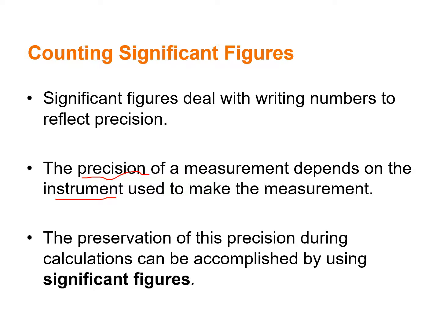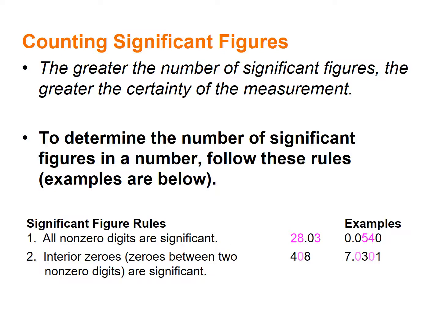When you're looking at significant figures, you're actually embedding in your calculations and in the numbers that you're writing down how good your measuring device was when you were doing the experimental measurement. So when you have a larger number of significant figures, the more certain the measurement. If you have numbers that have lots of significant figures, that means your instrument is really, really good.